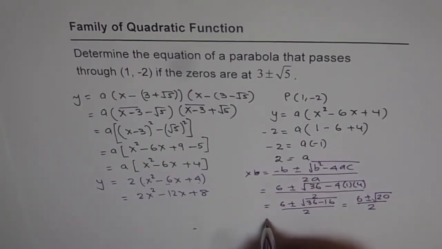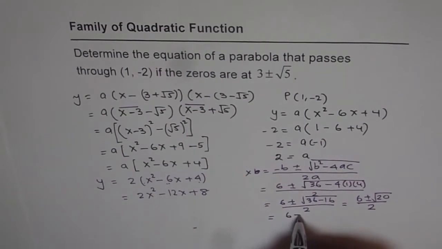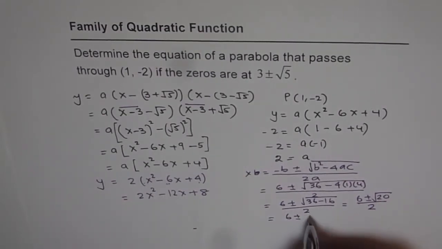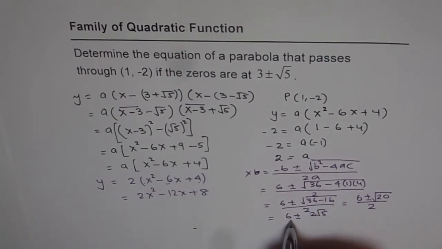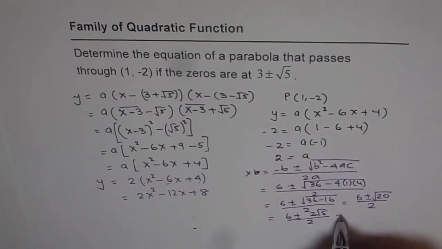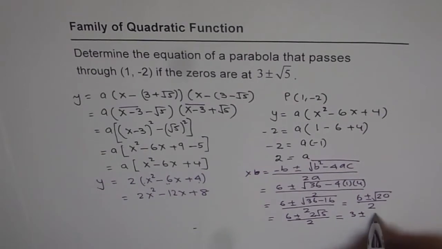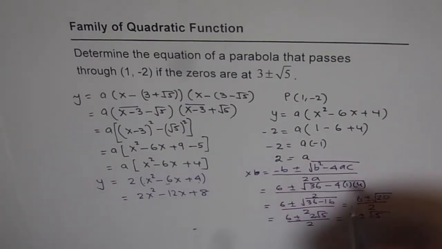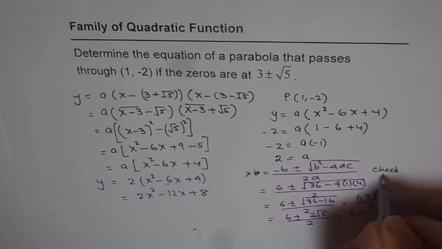Now this could be written as 6 ± √(4 times 5), since 20 is 4 times 5. So 4 can be taken out, right? So we get 2√5 over 2. And that gives us 3 ± √5, right? So that is the checking part of the same. And we find that yes, indeed, the roots are the same. So that is the check part.